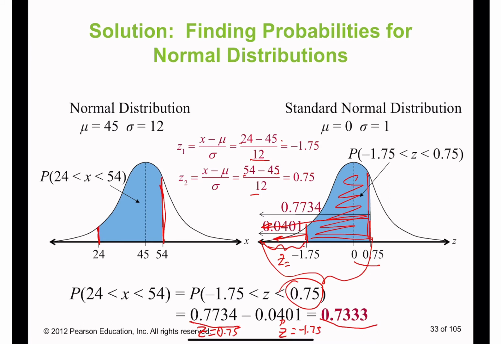So 73%, which means it's a high chance that people will stay in the supermarket between 24 and 54 minutes. All right.